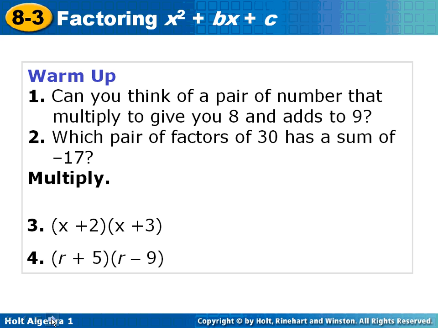This is a warm-up, but you do need to write it down. These are the first 4 problems. Number 1, can you think of a pair of numbers that will multiply to give you 8 and also add up to give you 9? You might want to make a little chart: multiply and add. So things that multiply to give me 8. You could do 2 times 4, and that adds to give me 6. That doesn't work. How about 4 times 2? How about 1 times 8? That gives me 9. That multiplies to give me 8 and adds to give me 9. So this answer is, look, it's in there, 1 and 8.